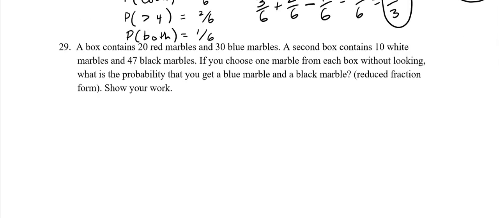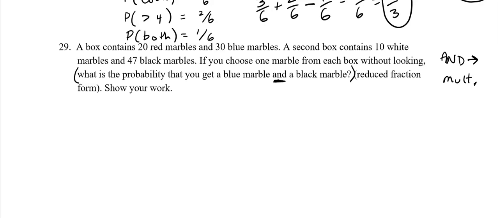Okay, now 29, we have 2 different boxes of marbles, various colors of marbles. We choose 1 marble from each box. I want you to notice the language here. What is the probability that you get a blue marble and, it's a key word, because we talked when we did this lesson that and goes with multiplication, just like or is going to describe addition.